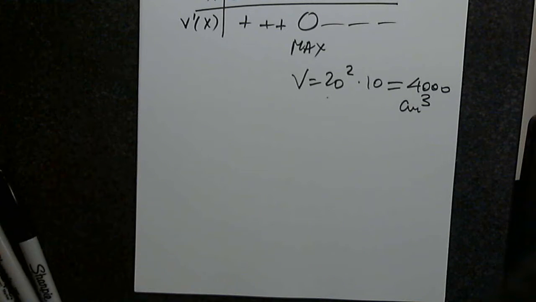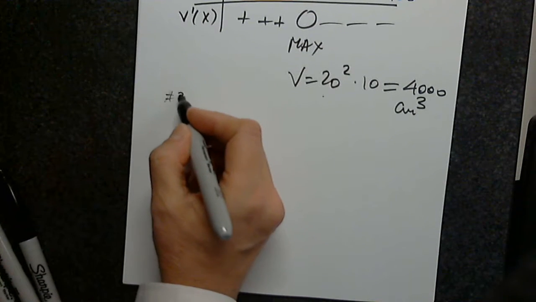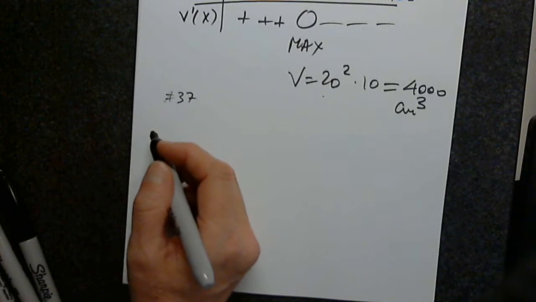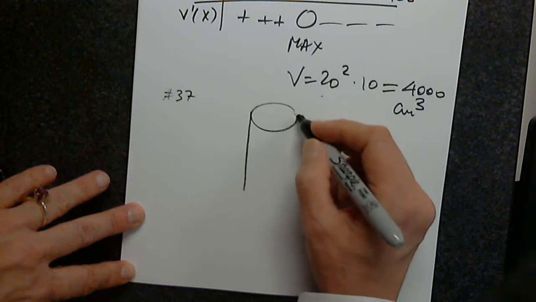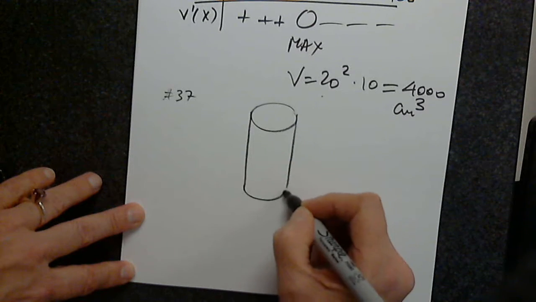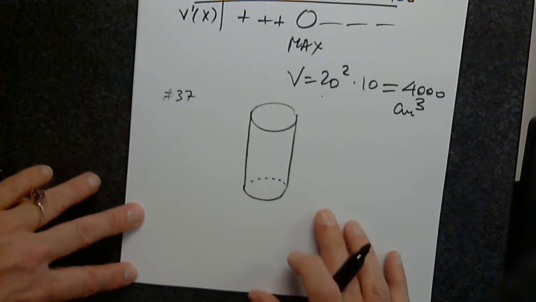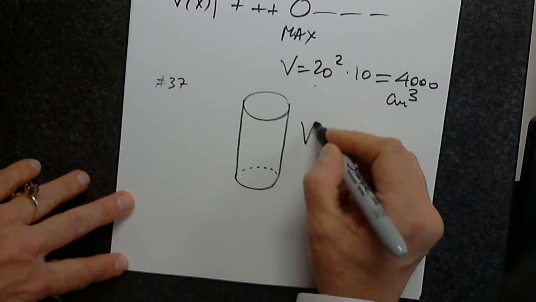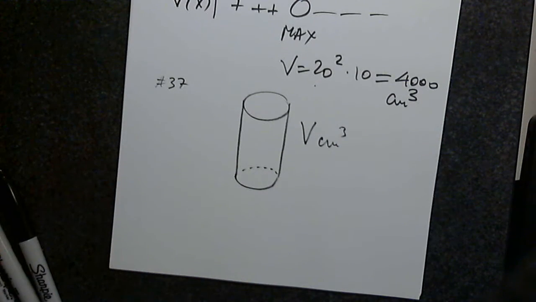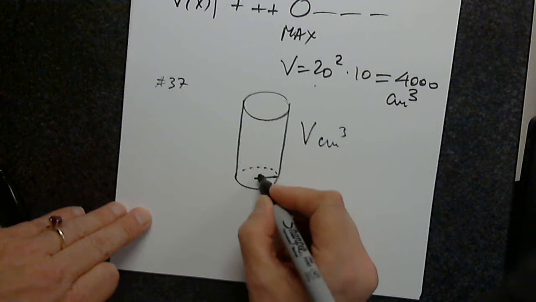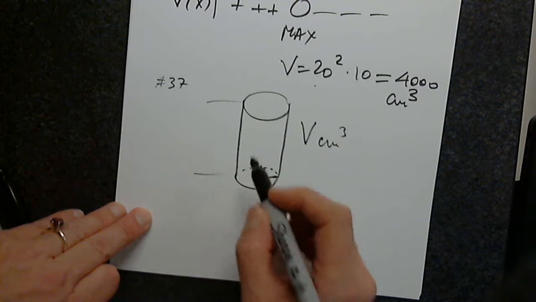So this is problem 37, same page. So here is the picture. The volume is V cubic centimeters. They're not giving us any numbers. So the volume is V. This is the radius, and this is the height.